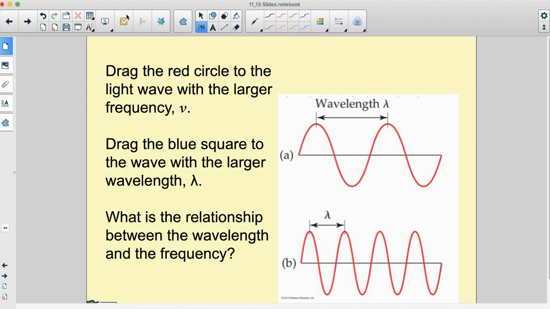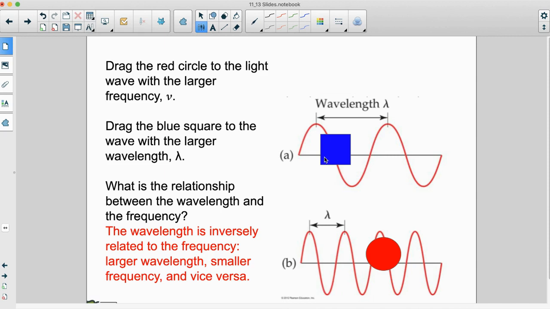So here, if we want to show the light wave with the largest frequency, I'll just go to the answer here. So the blue square, right, this is the larger wavelength, but the red circle indicates that this has a larger frequency. And I'll talk about where that comes in. So the frequency is how many wavelengths, okay? How many wavelengths fit into a unit of time.